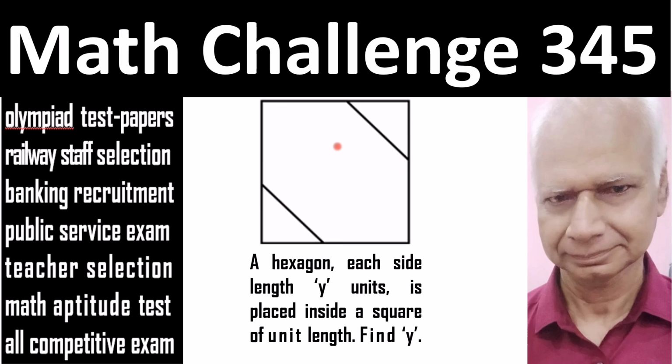The square is of unit length. That means each side of the square is 1 unit and the hexagon is placed inside. Each side of the hexagon is y units and we have to find the value of y. Let us see how we can do it.